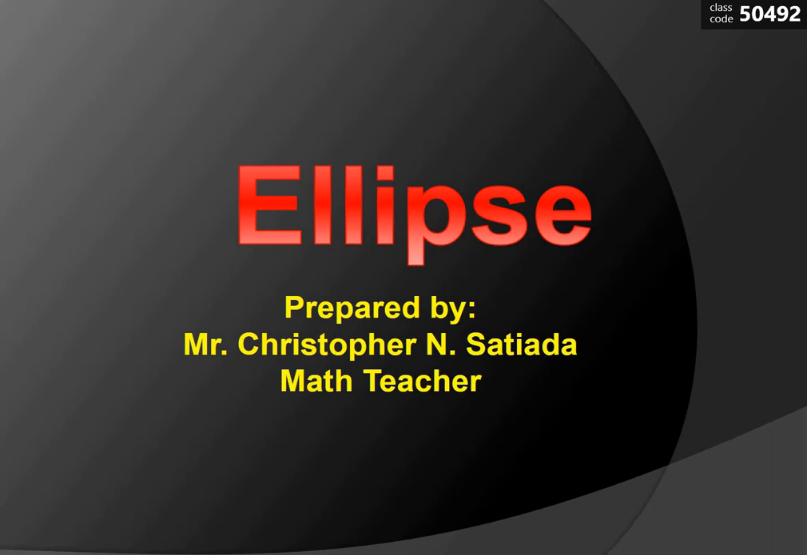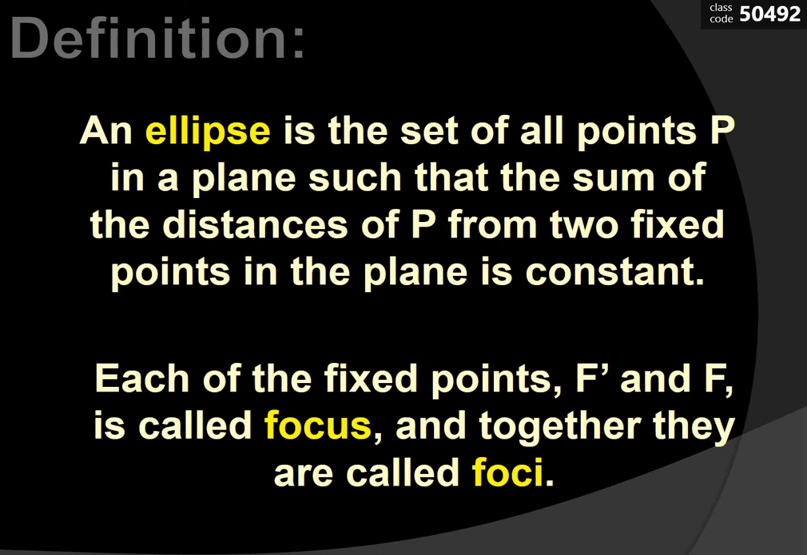For today, we're going to discuss an ellipse. What is an ellipse? An ellipse is the set of all points P in a plane such that the sum of the distances of P from two fixed points in the plane is constant. Each of the fixed points F prime and F is also called a focus, and together they are called foci.